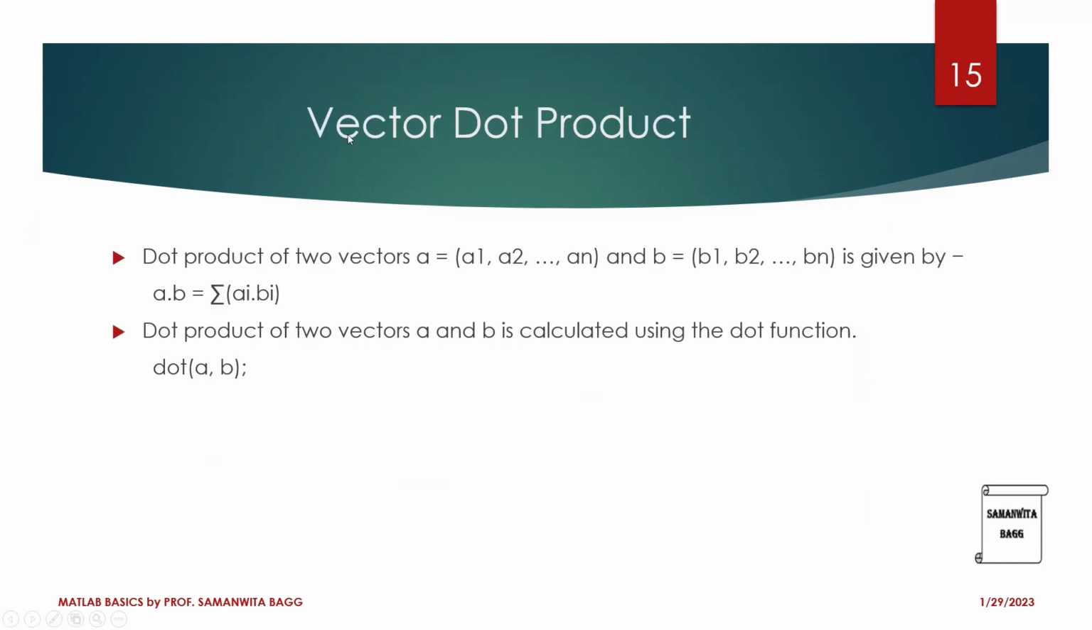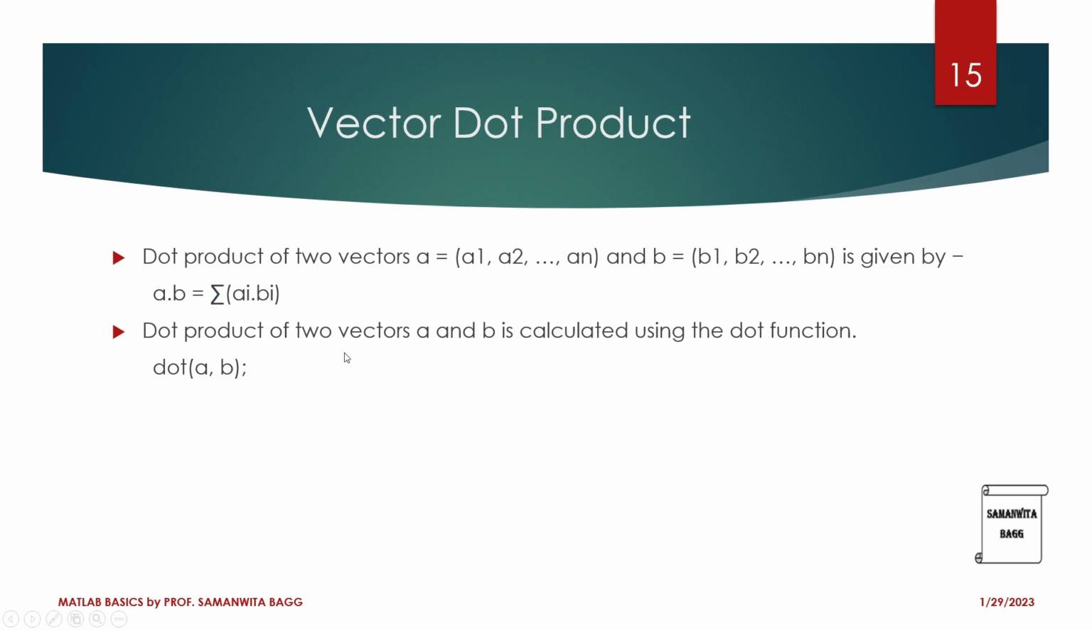Next, we'll talk about vector dot product. Dot product of two vectors A equal to A1, A2 up to An and B, B1, B2 up to Bn is given by A dot B is equal to summation of Ai into Bi, which means each element of A, say a particular element A1 into B1, A2 into B2, and they are just added.